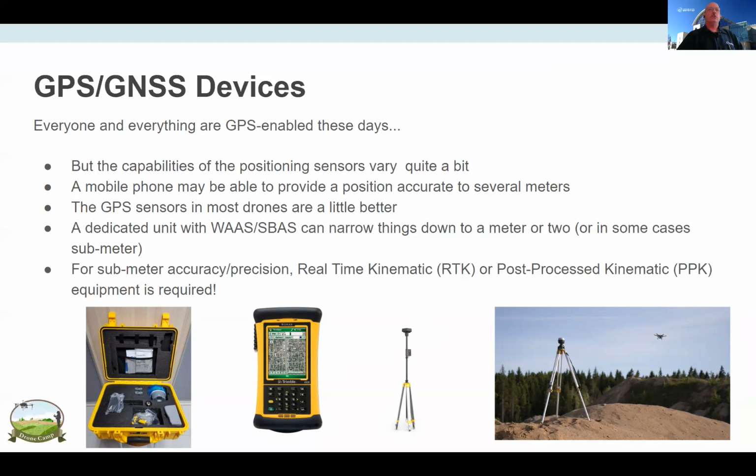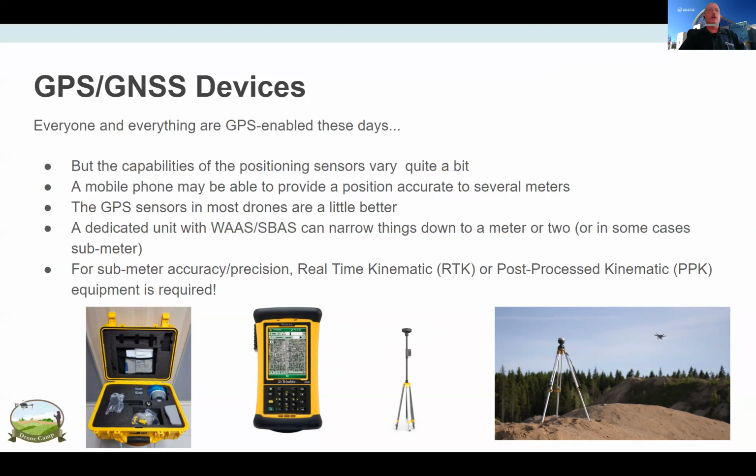And the GPS sensors in your drone are a little better than that, but they're still only going to be good to a few meters. What you really need to improve the precision of your mapping products is a dedicated unit that has some sort of differential GPS capability, and I'm going to explain what that means.